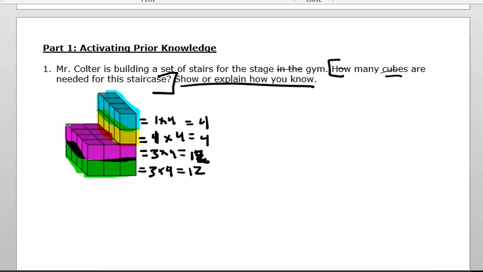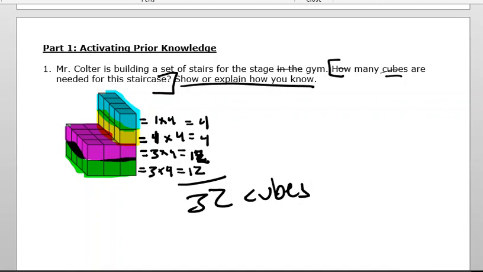So I have 12 plus 12 is 24. Plus 4 is 28. Plus 4 is 32. Okay, so I need 32 cubes. And that's because I broke this up into 4 layers. I had this 1 layer here, 2, 3, and 4.